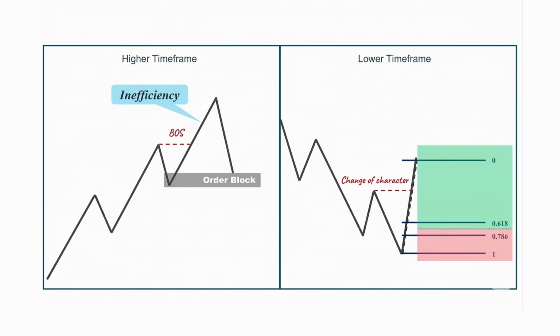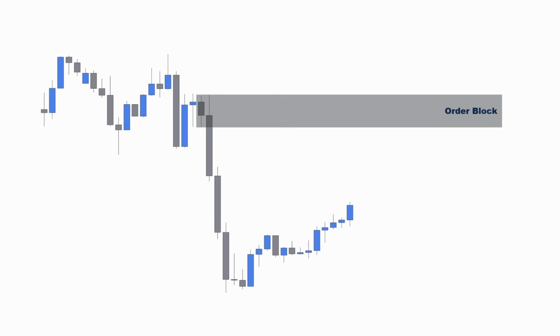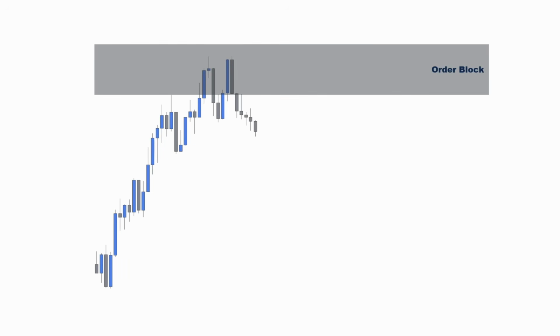Now, let's see an example on the real chart to drive the point home. Here on the Euro-Dollar 1-hour chart, we have a clear order block zone. First, we will wait for the price to enter the zone, and then we zoom into a 5-minute chart to look for confirmations to open short positions. Here on the 5-minute chart, we can see that the market has made a change of character, which is an early signal that the bulls are losing momentum and a reversal is coming.